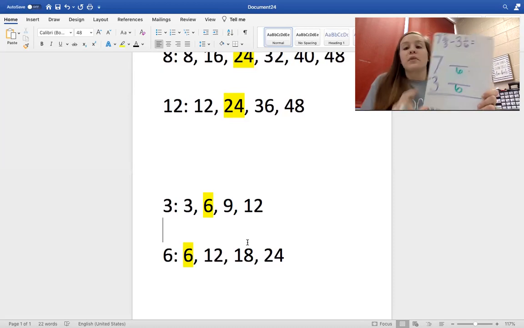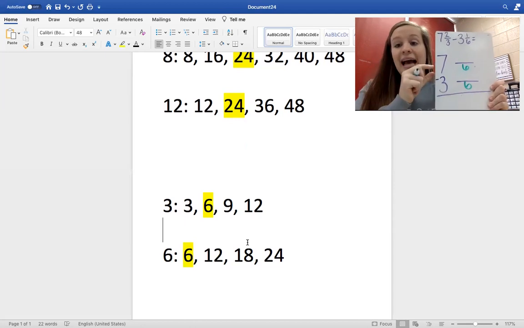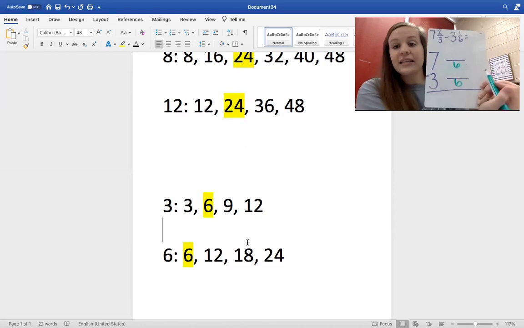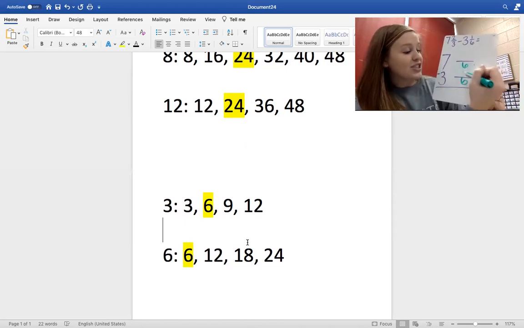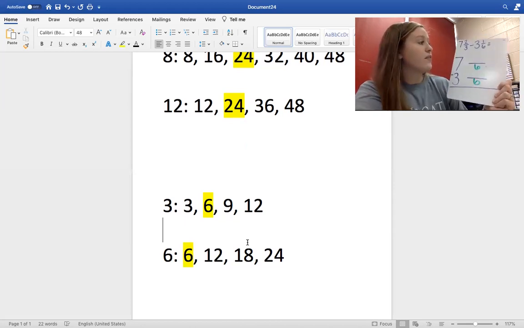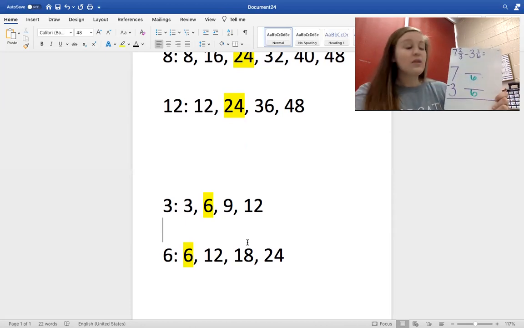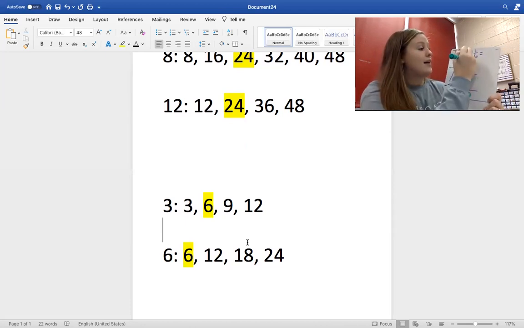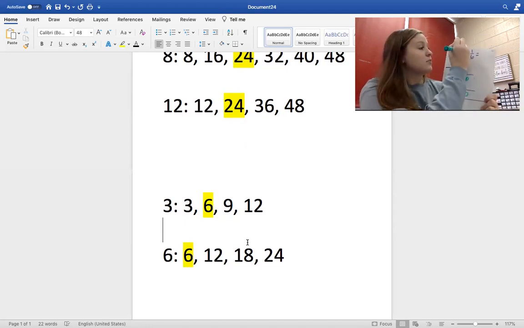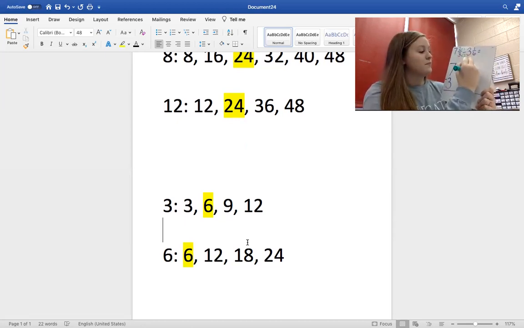Alrighty, so our original problem was 7 and 2/3 minus 3 and 1/6. We want to stack them on top of each other. So I've got my 2 whole numbers stacked and my 2 fractions stacked, but I went ahead and changed my denominator to 6 because we're getting a common denominator of 6. So first we need to ask ourselves, how did we get from 3 to 6? We multiplied by 2. Whatever you do to the bottom, you must do to the top. So now we have to multiply 2 times 2, and 2 times 2 is 4.